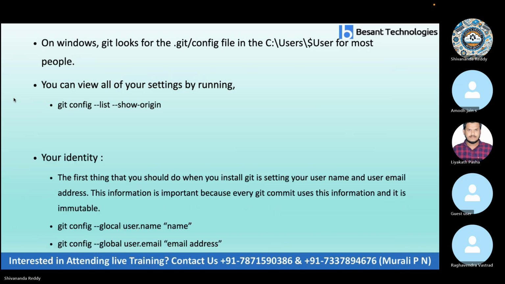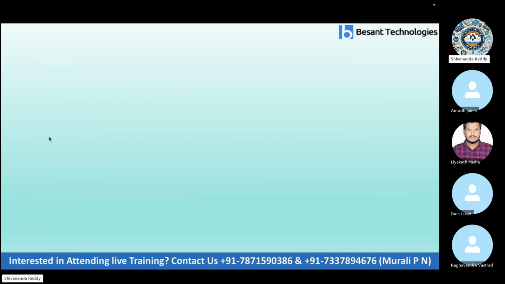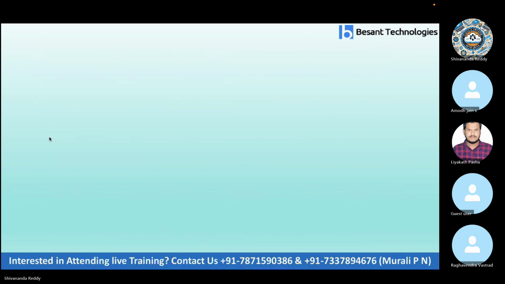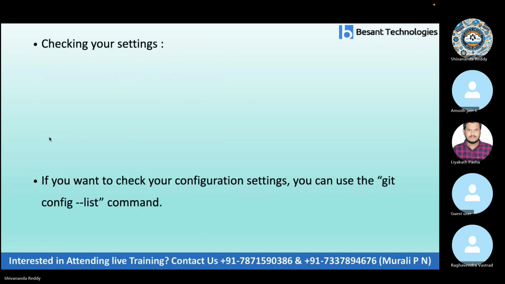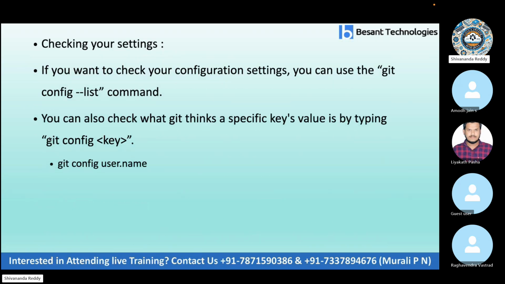This command is going to list out the details. If you want to set up your identity from your local laptop, we can use git config --global user.name with your username, and user.email with your email address. We need to give both. The git config --list command is used to check the list. Like git config user.name, if you give that, it will list out the username.